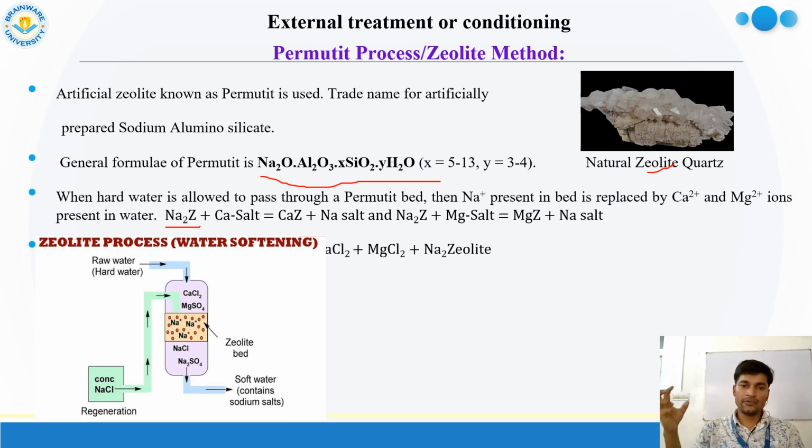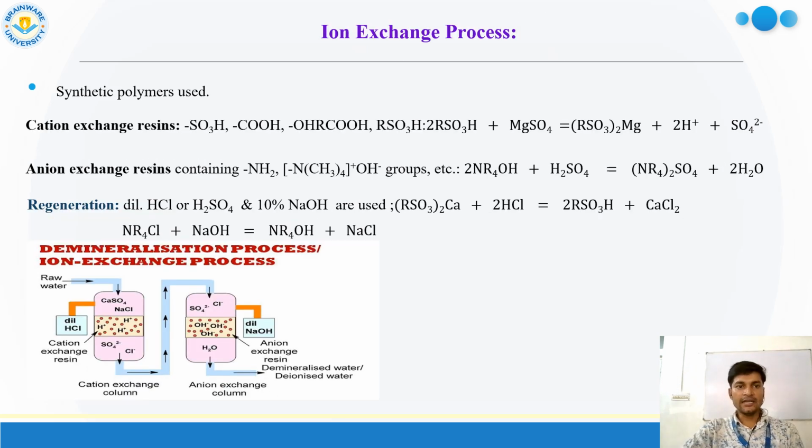Now we can regenerate this zeolite again by adding magnesium chloride or sodium chloride on it. In that case, the calcium magnesium zeolite is converted back to sodium zeolite. So you can reuse this material. One of the green approaches of this particular technique is that we can reuse that zeolite compound again. So this is one of the processes we can use for protective measures for the boiler.